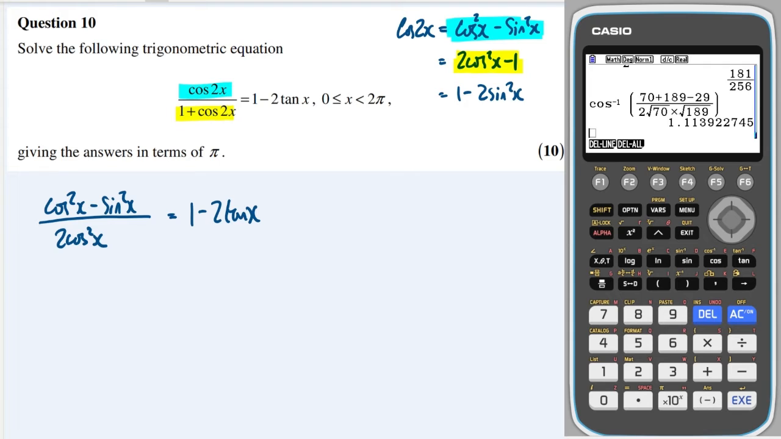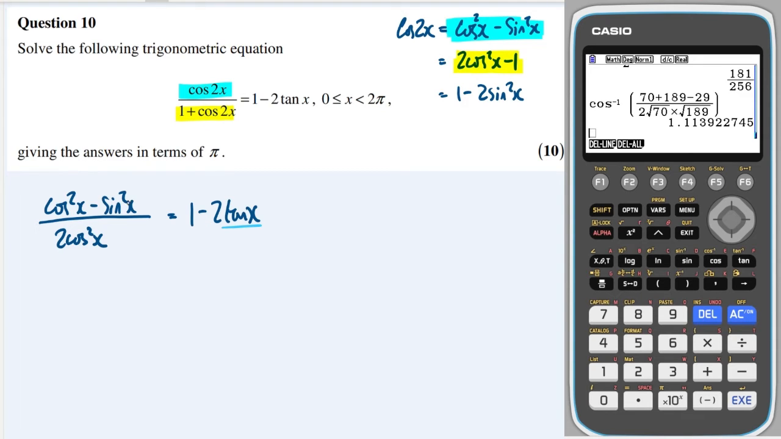Okay, so we want our trig equation to be in terms of just one trig function, and we have a tan here, so it would be great if I can convert this into a tan somehow, and I can already see that I've got a sine over a cos, so that could be quite helpful.